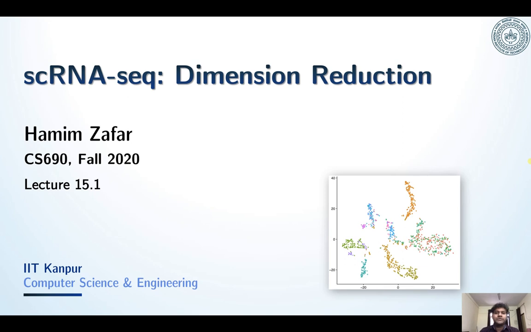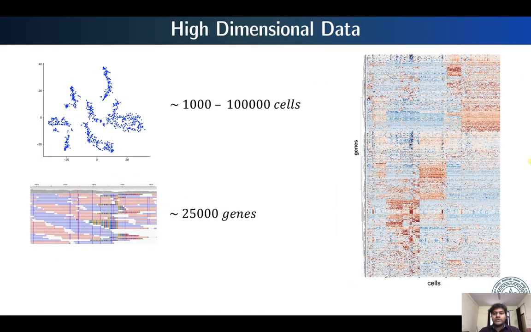Hello everyone. So today we are going to look into different dimension reduction techniques in the context of single cell RNA sequencing data. So we have seen previously that single cell RNA sequencing data is very much high dimensional, and dimension reduction methods are actually very important pre-processing methods that are often applied on the single cell RNA sequencing data. So the single cell RNA sequencing data are again very much high dimensional, so we have seen this before.